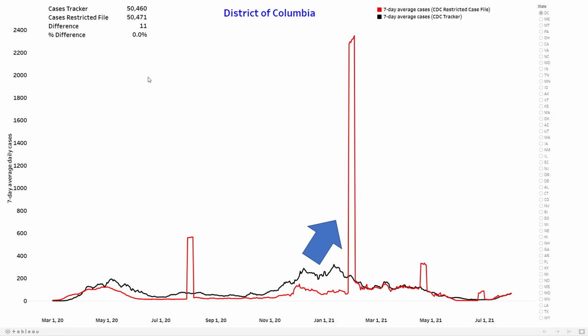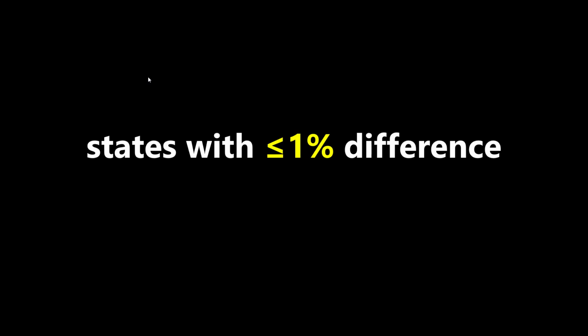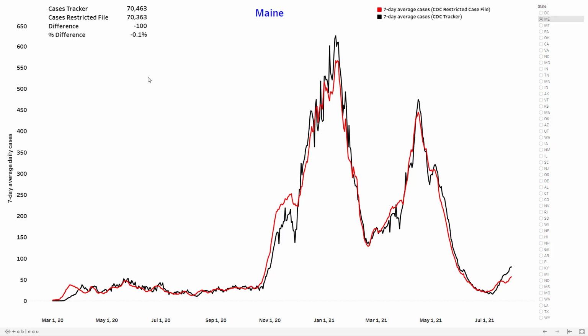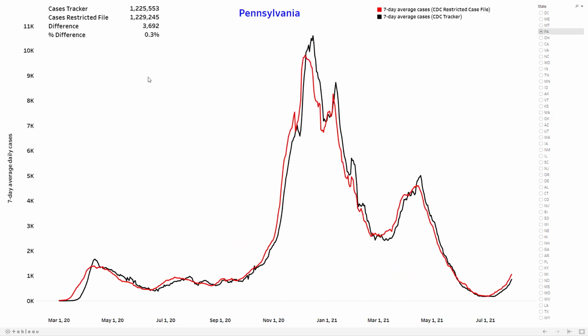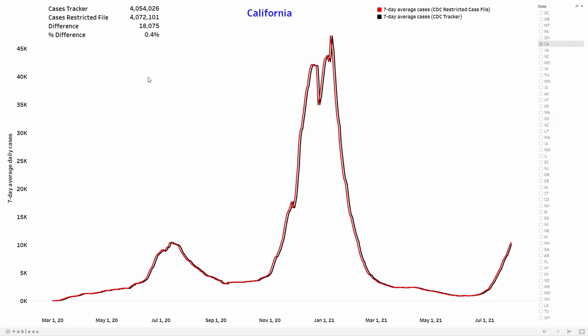And so again, that's the way I'm going to progress through these, and I'm going to try and move pretty quickly. So first, I'm going to talk about the states with less than or equal to 1% difference, again, in the cumulative number of cases reported through July 31st in these two data sources. And now for a lot of these, you're going to see that the curves look very, very similar. So here's Maine, Montana, Pennsylvania, Ohio. Again, you see some anomalous reporting, but they're capturing all of the cases at approximately the right time.